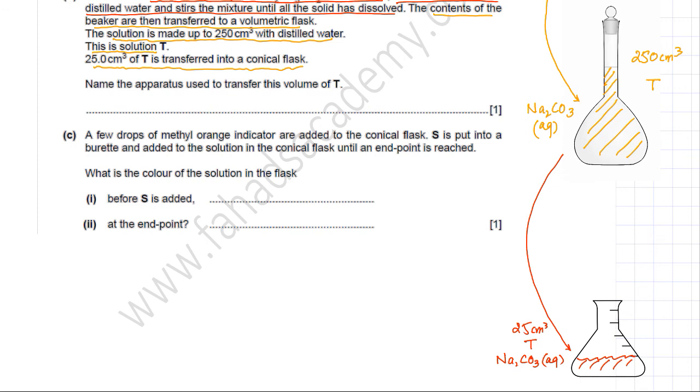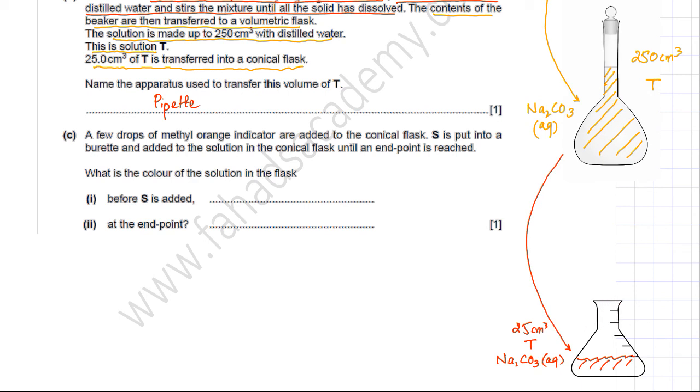And he's asking us to name the apparatus used to transfer this volume of T. Now, whenever you're transferring solutions from one container to another, and especially when the volume is 25 cm cube, the best apparatus to do that is going to be a pipette. A pipette is a suction device that fills up when the liquid is sucked into the pipette, and then it is released in a separate container. So a pipette is used. It's very accurate for measuring 25 cm cube. So you're going to pipette and transfer 25 cm cube of sodium carbonate into this flask over here.